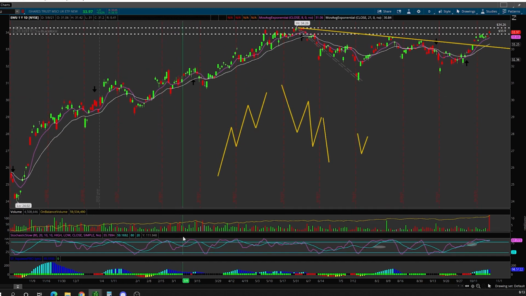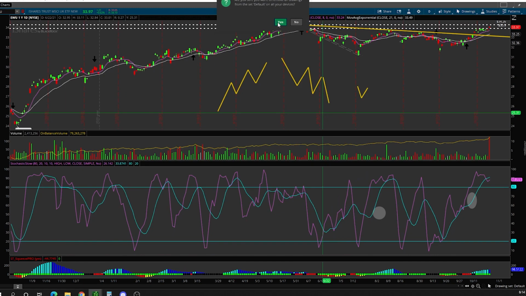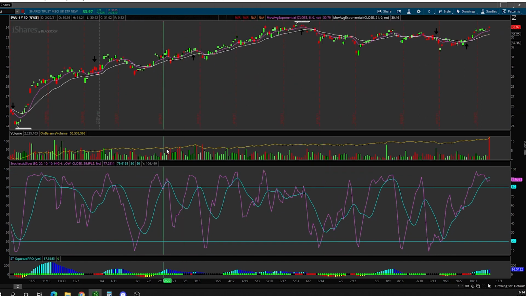Now we also use the stochastic slow. There's a few different variations of the stochastics that you can use. However, I prefer to use the stochastic slow. So basically when the purple line curls above the blue line, this is generating a buy signal. And when the purple line curls below the blue line, this is generating a sell signal.